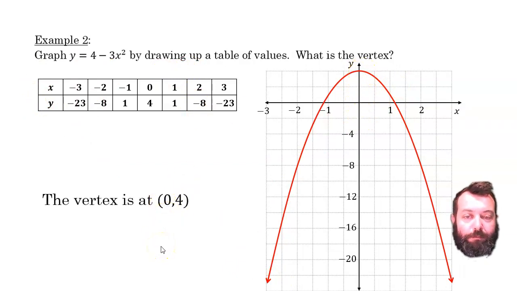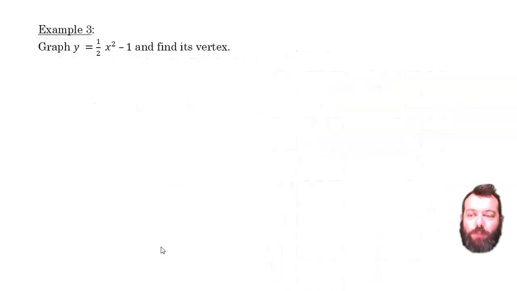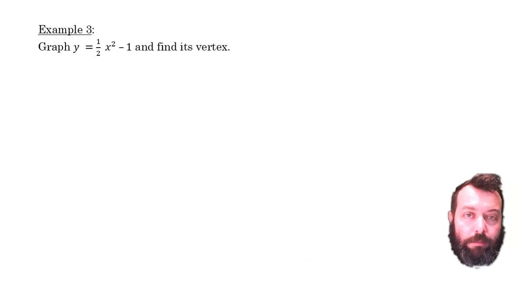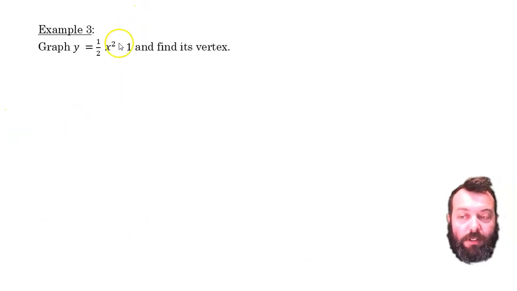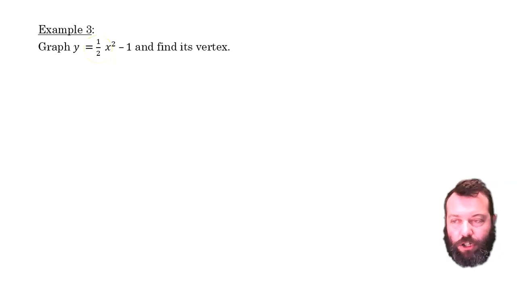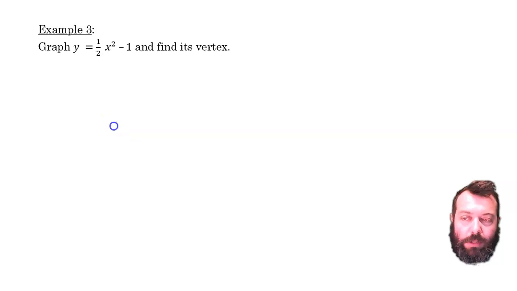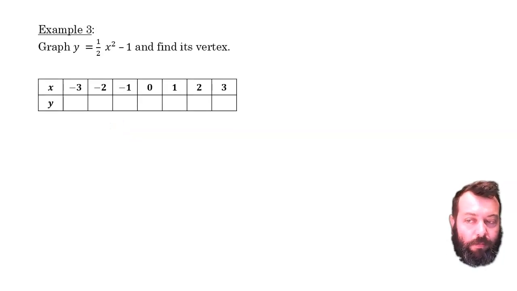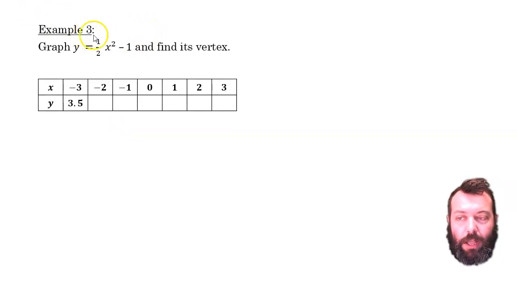Here we go. Okay, another example. Graph this one and find its vertex. A half x squared, it's concave up because it's a positive x squared. And the vertex is going to be at, well, I can see here at -1, 0, -1, but the sides will be fairly less steep, flattish, if you like. So once again, let's draw up a table of values, substitute in to fill that out.